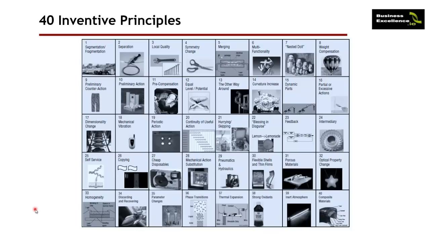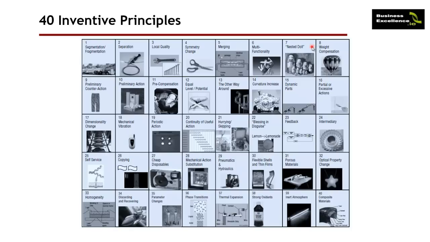The first one is to do with segmentation or fragmentation, where you literally break things apart when you need them. So for example, if you look at the space shuttle, when the space shuttle used to operate and it needed to get into orbit, it needed a large amount of fuel and energy to get it up into orbit. When it was there, it didn't need those rockets anymore. So literally those rockets broke away from the space shuttle and came back to Earth on their own.